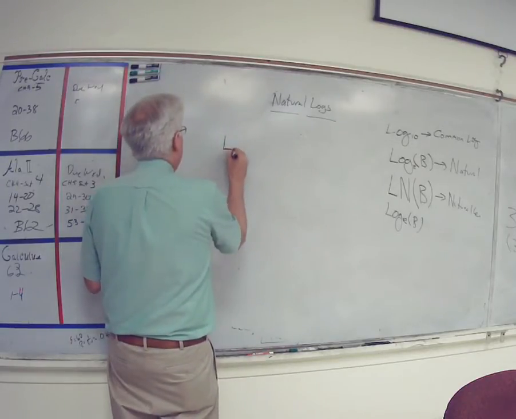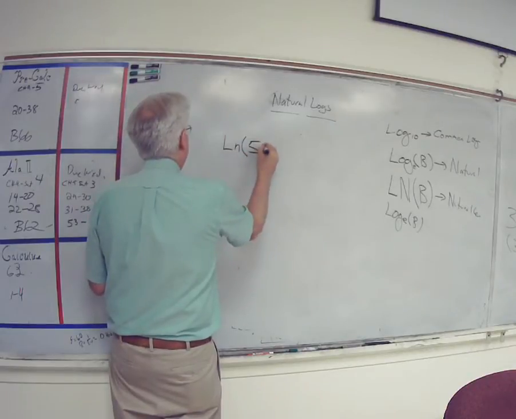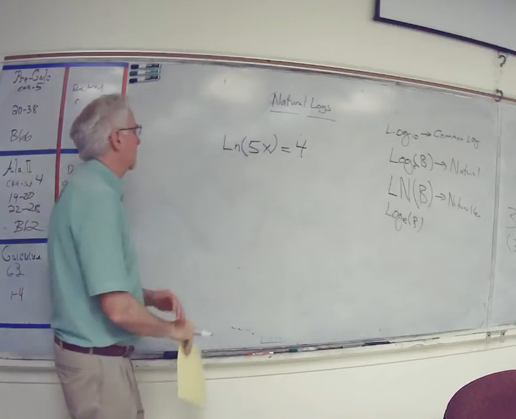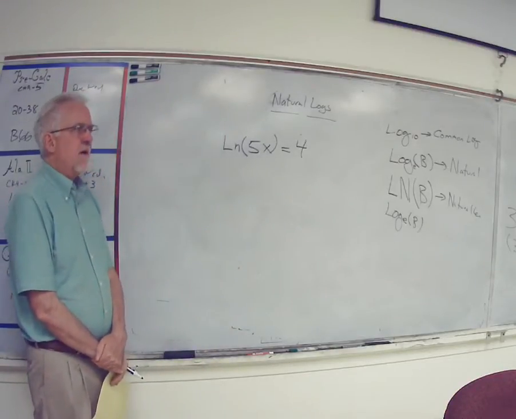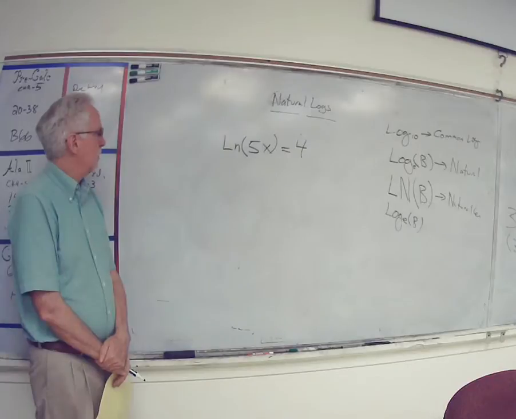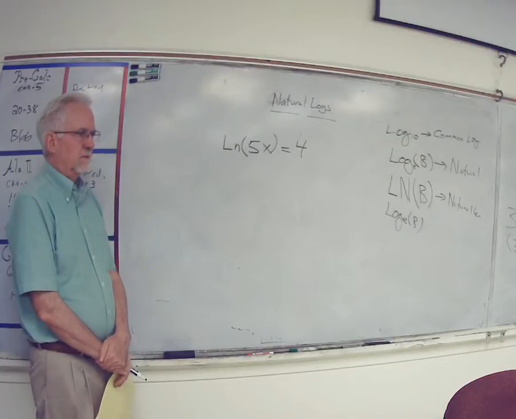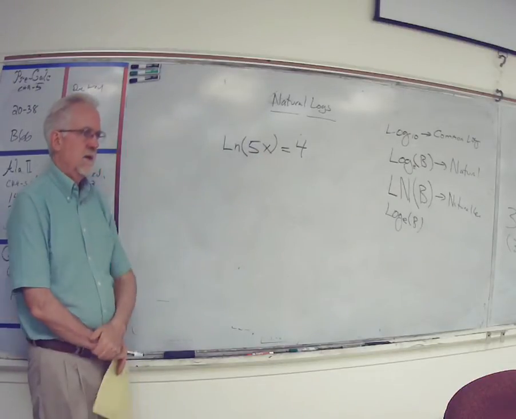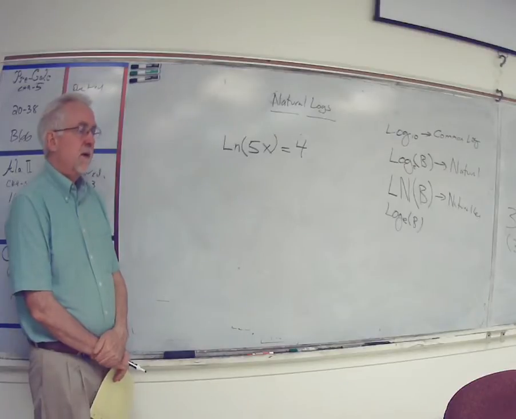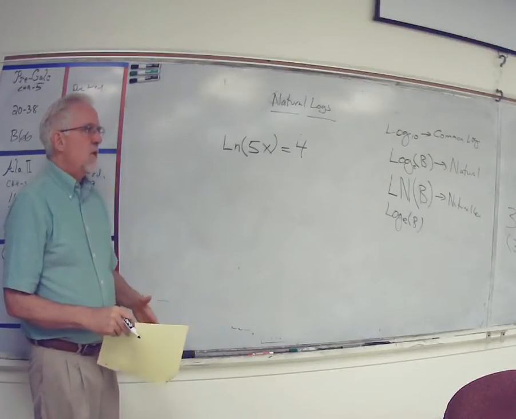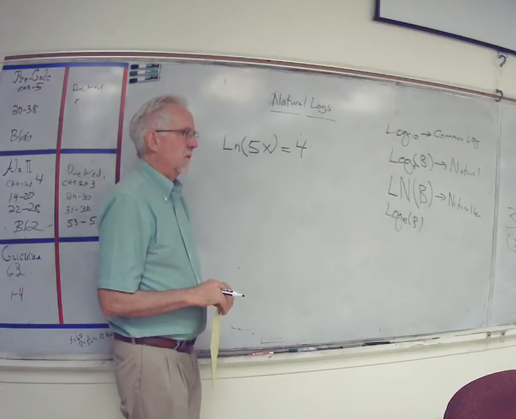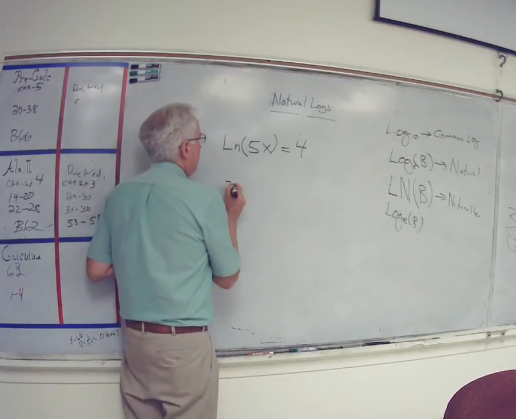What if I have ln of 5x is equal to 4? What makes this hard to solve for x? Levi, what's hard about it? Not both sides have a log. Not both sides have a log, and then also the x is where? It's inside the log. So how would I get the x outside the log, Mario? Turn to exponential. Yeah, so this would be e.